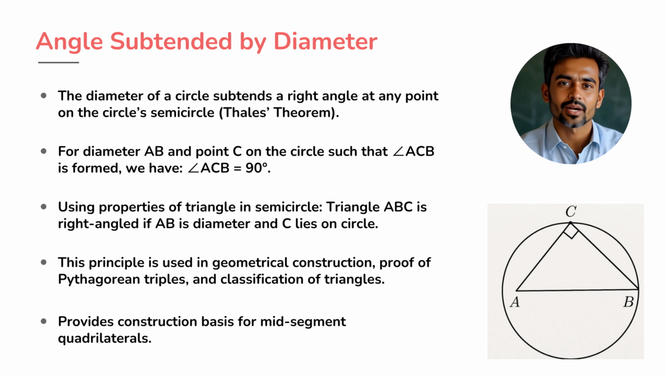Here comes a special and very famous case, the Thales Theorem. It says, the diameter of a circle always subtends a right angle at any point on the circle. So, if AB is a diameter and point C lies anywhere on the semicircle, then angle ACB equals 90 degrees. That means triangle ABC is a right-angled triangle. This property is often used in geometry constructions, and it even connects directly to the Pythagoras theorem, since every triangle drawn on a diameter is a right triangle.